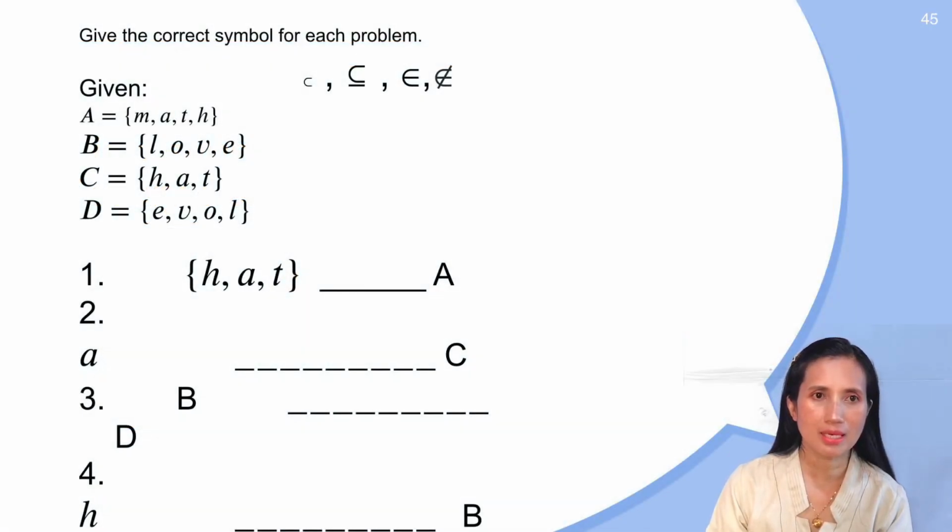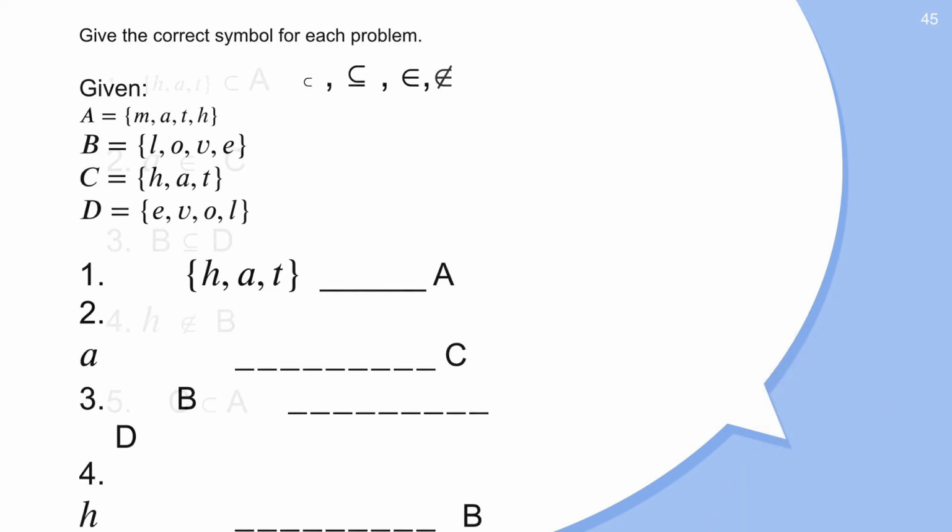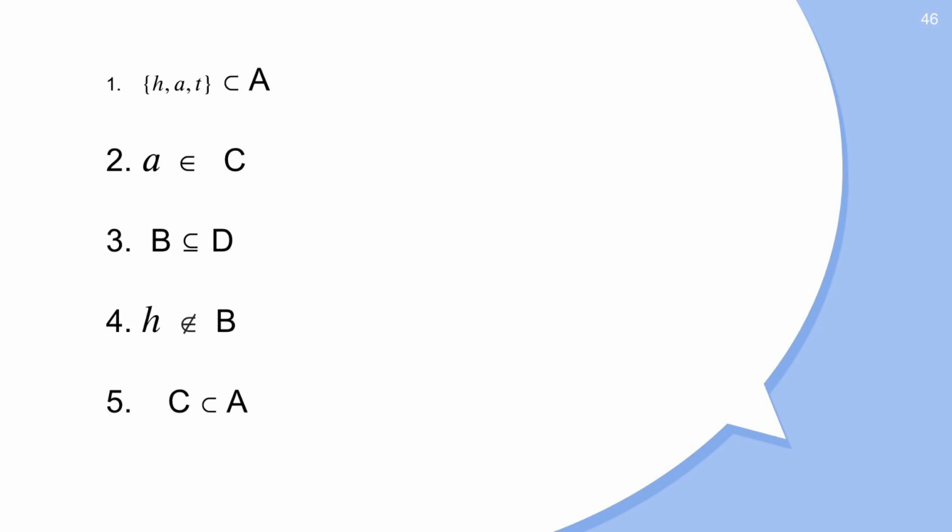Now let us have this activity. Give the correct symbol for each problem. So we have the symbols for subset, proper subset, element, not an element. Given that set A is equal to the set of the elements M, A, T, and H, we have B for L, O, V, E, we have C, H, A, T, and D we have E, V, O, and L. Now let us answer the following. Number 1, we have the set of H, A, T. Then you have to fill in the correct symbol. We have the choices for proper subset, subset, element, and not an element. So you do the same for numbers 2 to 5.